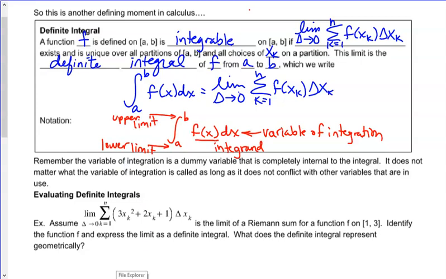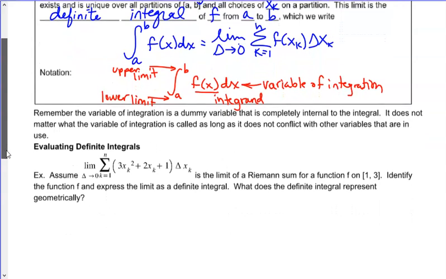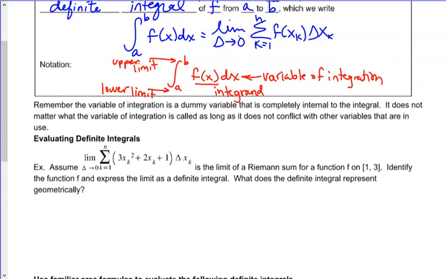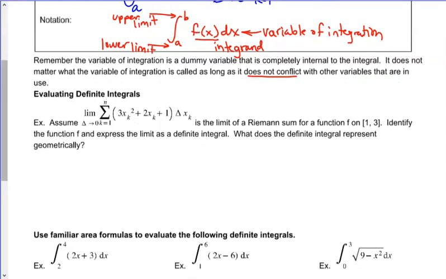Now remember that the variable of integration we're working with is technically, most of the time, a dummy variable that is completely internal to the integral. It does not matter what the variable of integration is called, as long as it does not conflict with other variables that you're working with. Once you get into multivariable calculus, as long as they're kept separate, then you're good. But they are just considered dummy variables.